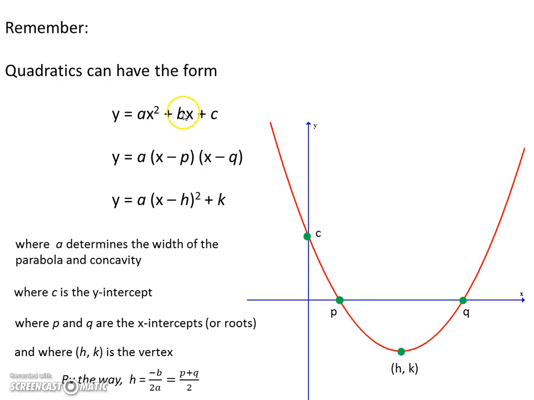Now, in any of these equations, you have three unknowns: a, b, c, or a, p, q, or a, h, k. So if you're asked to find the equation of a parabola, you can use any one of these equations, but whichever one you use, there'll be three unknowns, so you need three pieces of information. Here are several examples.